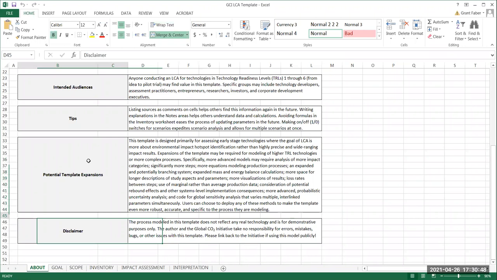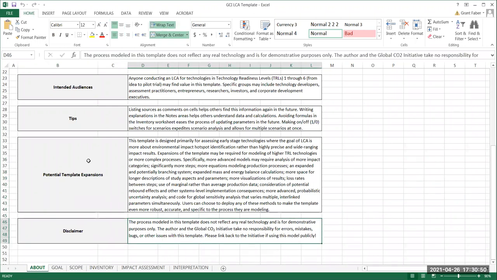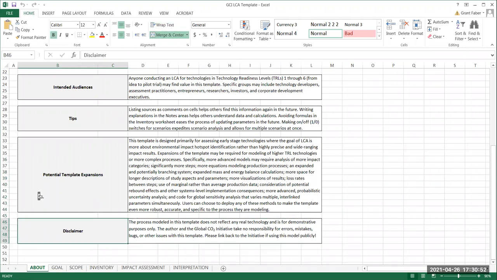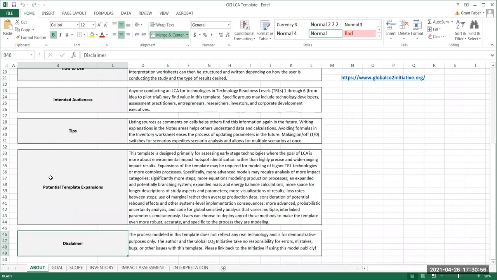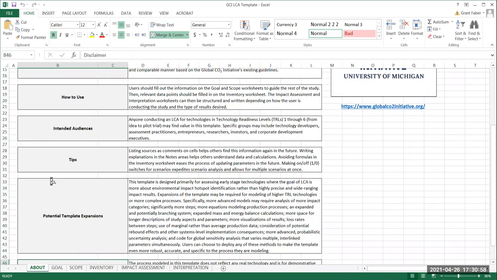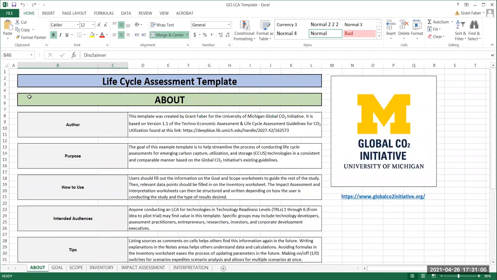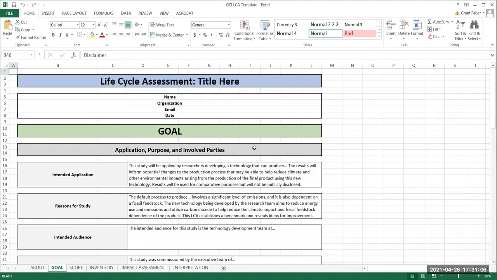And then at the bottom here, we just have a little disclaimer, which we may add to or modify with time, but essentially the initiative takes no responsibility for errors and mistakes and other issues with the template. And so with that, I will move on to the goal worksheet.